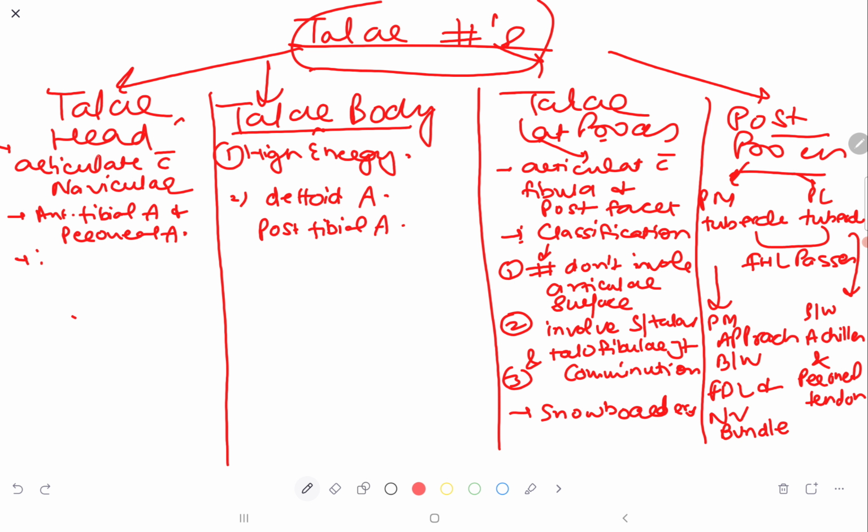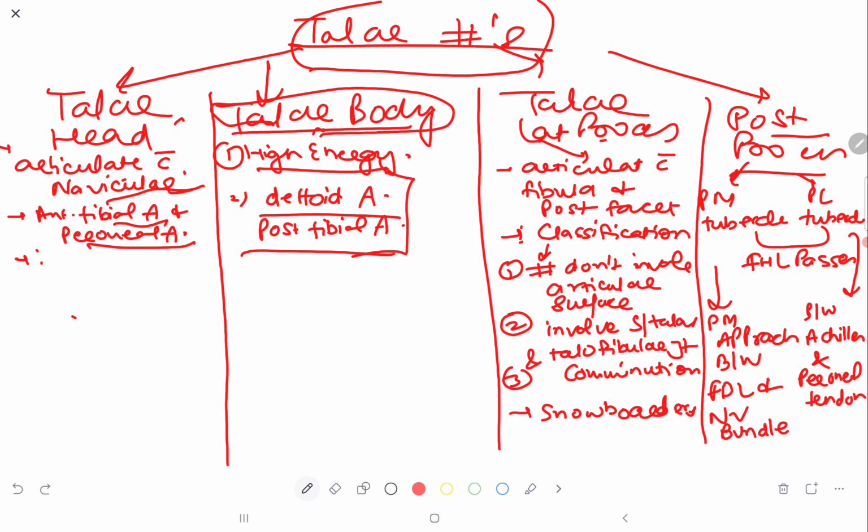Talar head fractures: the talar head articulates with the navicular bone and is supplied by the anterior tibial artery and peroneal artery. Talar body fractures occur with high energy trauma and are supplied by the deltoid artery and posterior tibial artery. The talar lateral process articulates with the fibula and posterior facet.